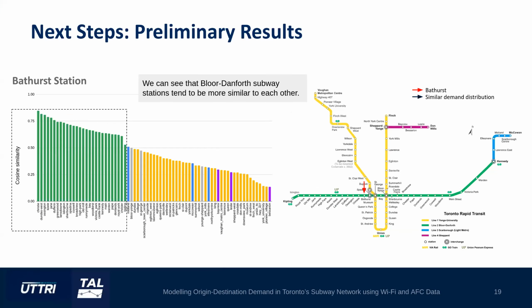The extension of the analysis would be to verify similarities at the station level. Our preliminary results indicate that demand on the same line tends to be more similar than on different lines. So extracting this pattern information directly from the data can help us in the elaboration of more, as I said, robust models.